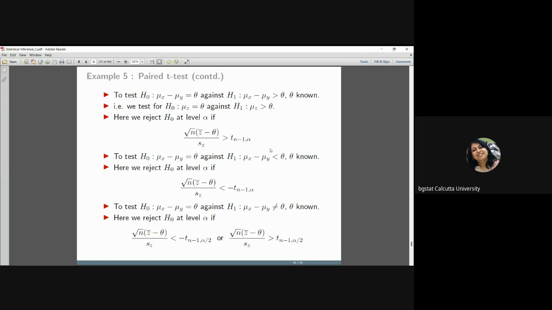So if you have paired data, what you need to do is to calculate the differences. Once you do that, the problem reduces to the one sample problem with unknown variance, which you know how to solve.